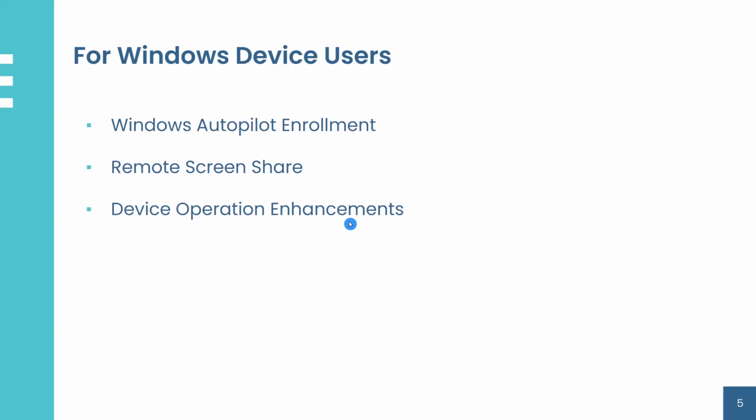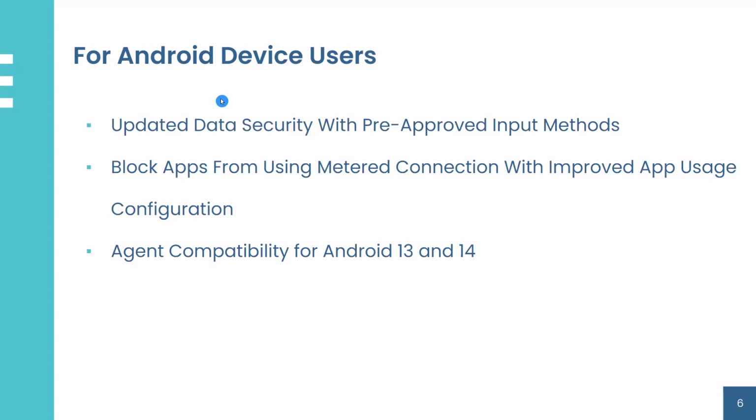We have also added a couple of new operations to the Windows operation panel, and I'll be explaining these operations in detail a little later. Moving on to Android, we have added a new policy to control input methods of your Android devices. We have also improved the app usage configuration policy to manage app screen time and data usage better. Plus, we have made sure our Android agent works smoothly with the latest Android versions, Android 13 and Android 14.